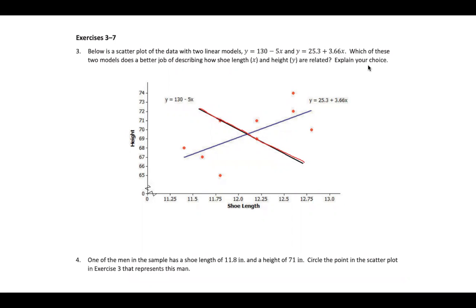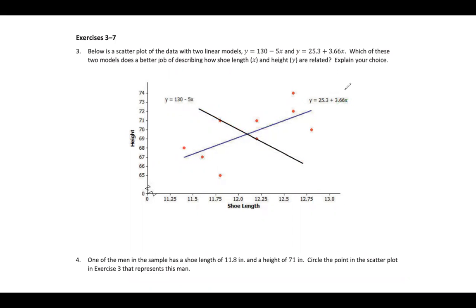the other line, y equals 25.3 plus 3.66x. So it says, which of these two models does a better job of describing how shoe length and height are related? So if we look at those red dots, which one looks like it goes as a better average of all those points? Then it says one of the men, and I think we already talked about that, clearly it is our second graph here, right? So this line looks like it is the one that would better represent it. So that is the positive slope and the increasing line.